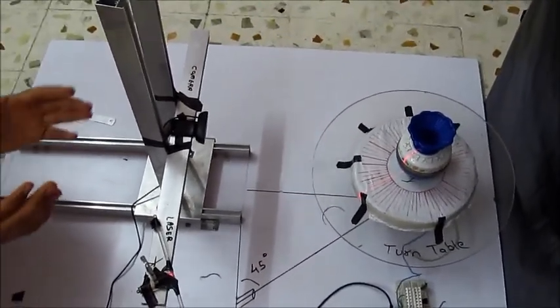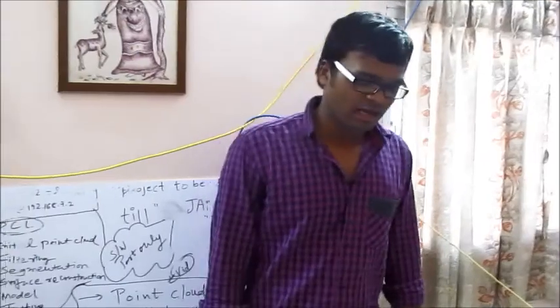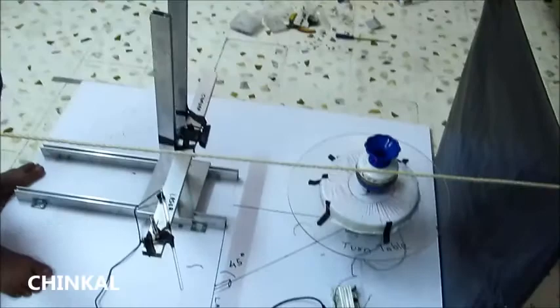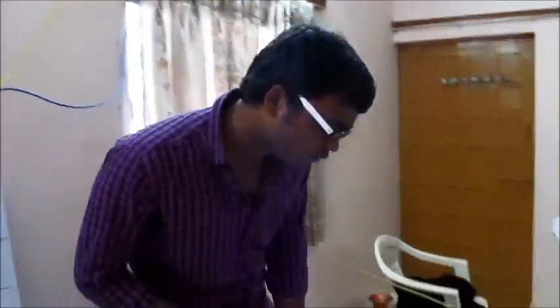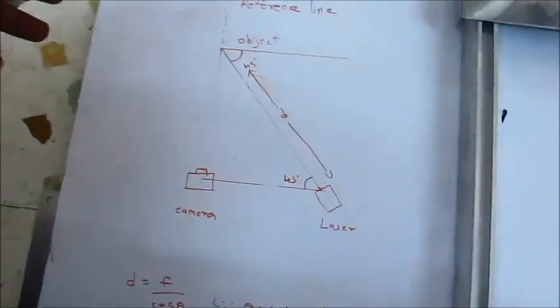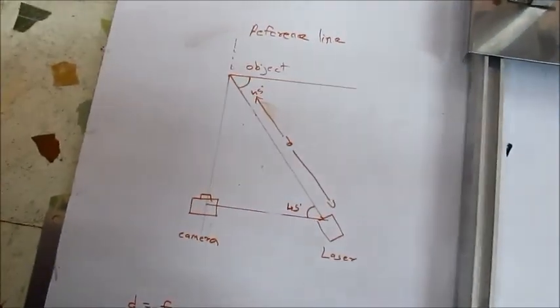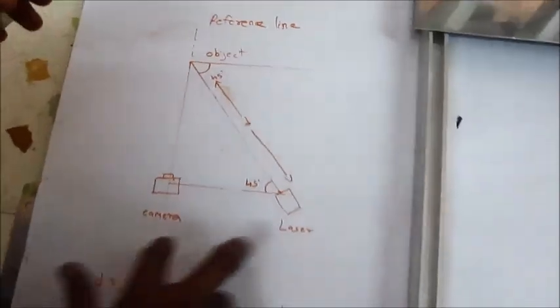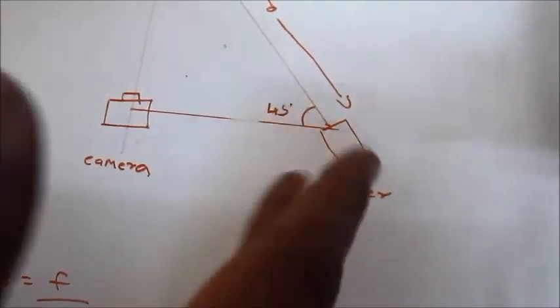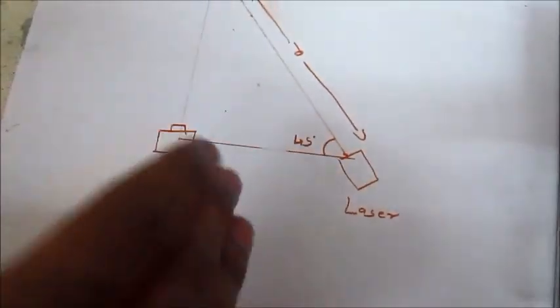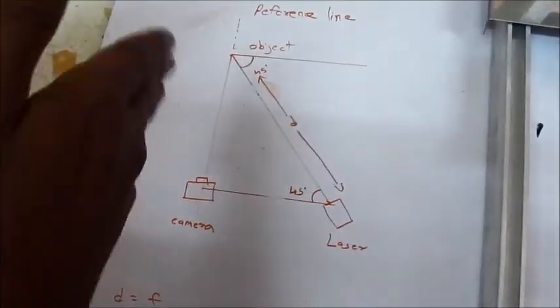The next explanation is by Chinkan. Hello friends. My friend Hardeep has shown you why we use this surface triangulation method, and he explained how we calculate the distance d. Now I will show you how exactly this method works. Here you can see a small diagram of our actual setup. The camera and laser are placed so that the laser makes a 45-degree angle with the axis line.